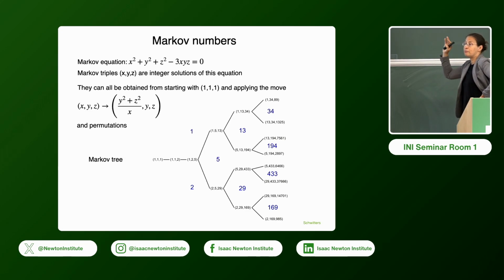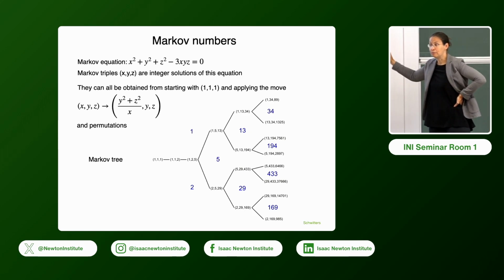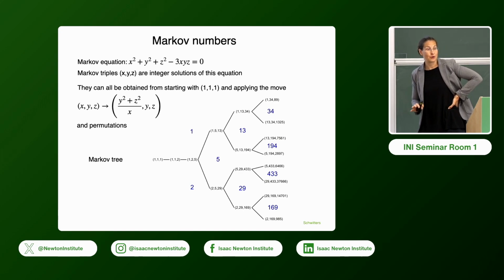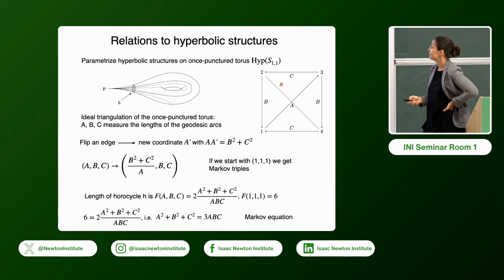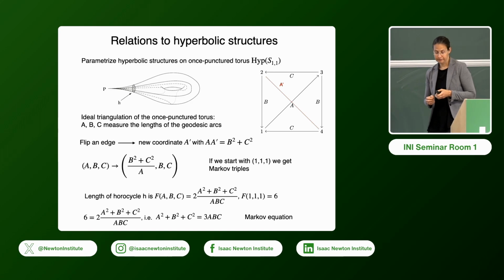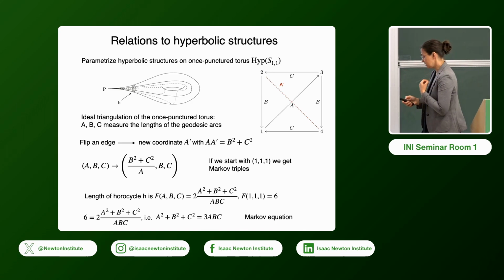There are a lot of number theoretic questions about Markov numbers, Markov equations. There are some very big open questions still. I'm not going to talk about all of those. I want to talk about what this has to do with hyperbolic geometry. This has a relation to hyperbolic structures on a very simple surface, a one-puncture torus. And let's see how we get the Markov equation and Markov numbers out of that.